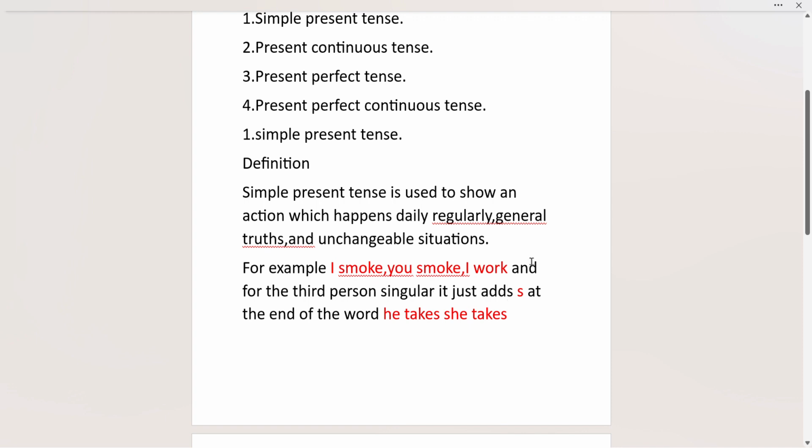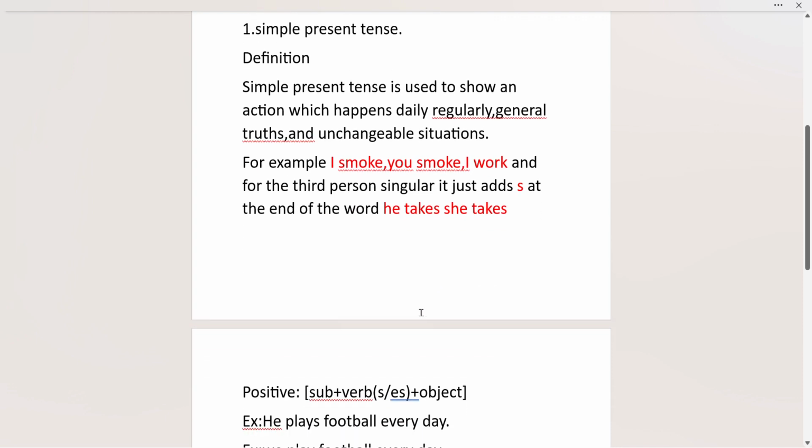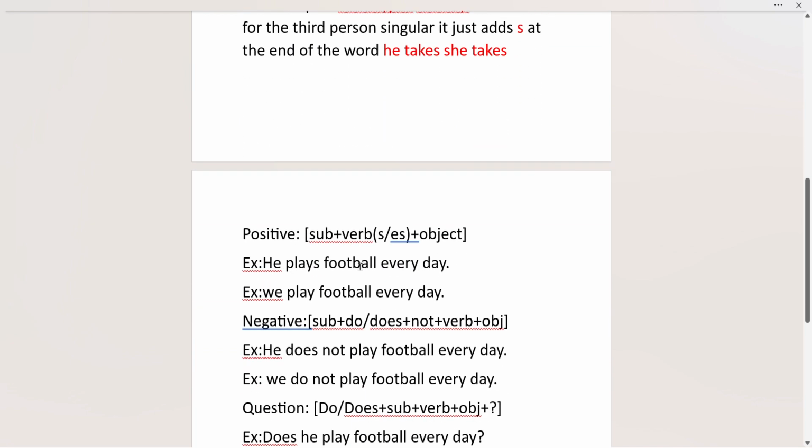I work, for example. And here is the main thing: for the third person singular, we add the letter s at the end of the verb to show the simple present tense. For example, he takes, she takes, or Ali takes the ball, and many other things. So we come to the structures now, how to make a sentence in simple present tense.